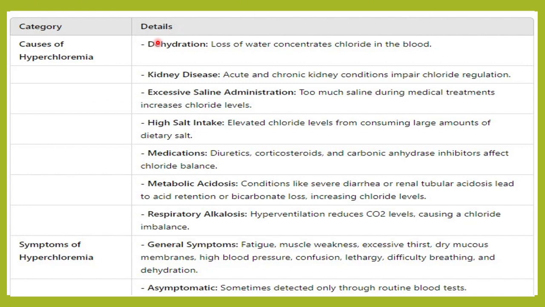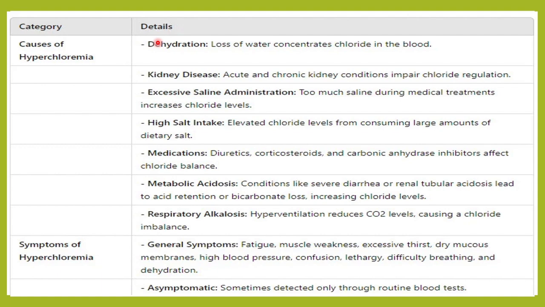Kidney disease. Suppose there is any acute or chronic kidney condition, it will not be able to regulate the chloride levels in the body. So it may not be able to excrete out the excess chloride, and the chloride level in the serum might start rising. So any acute or chronic kidney disease can cause hyperchloremia. If there is excessive saline administration, if too much saline is given during medical treatments, it can also increase the chloride level, because I've told you sodium will pull chloride also. So that can also increase the chloride level in the serum.